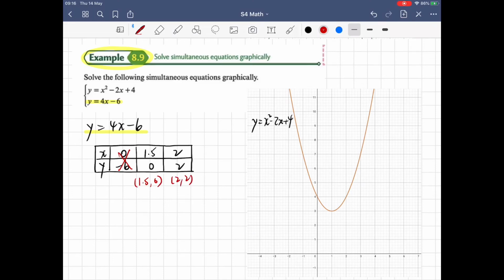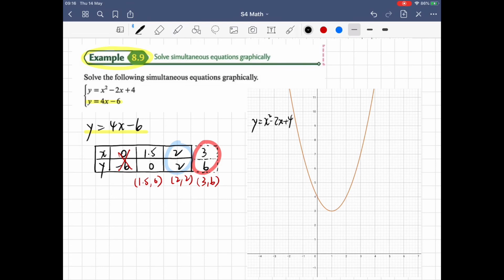Okay, so if you don't like decimal numbers, you can construct one more point for yourself. Okay, for example, I will input 3. Okay, x is equal to 3, then the value of y is equal to 6. Okay, that means we have the third point, (3, 6). Okay, so I can use any two of the points to construct my straight line. Okay, so I will choose (2, 2) and (3, 6).